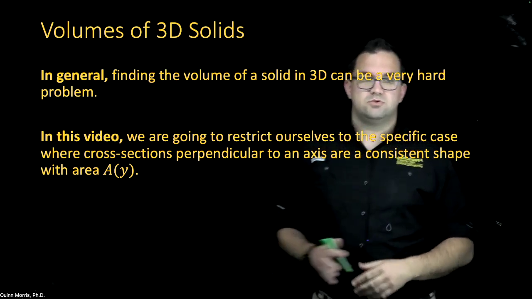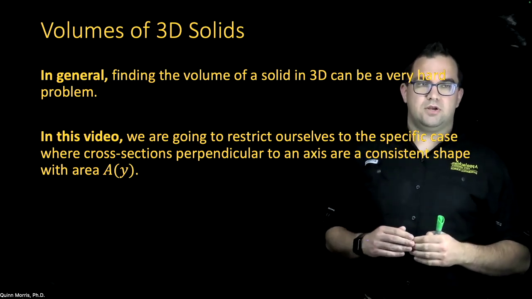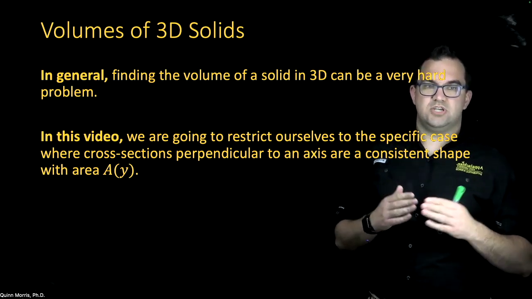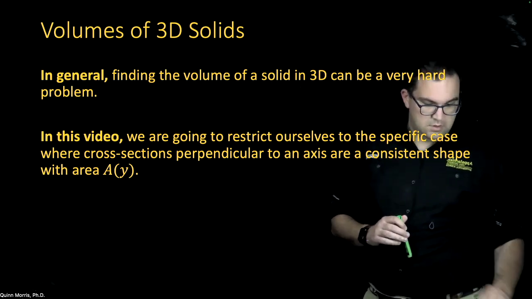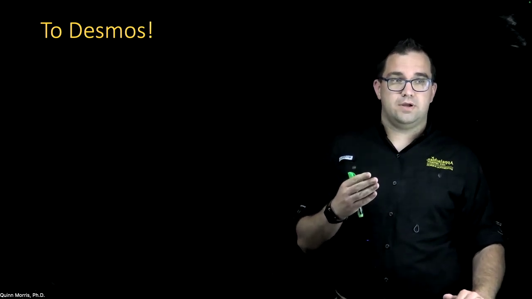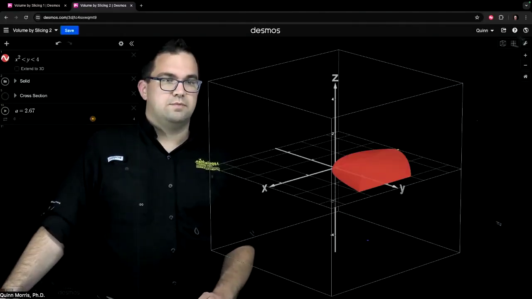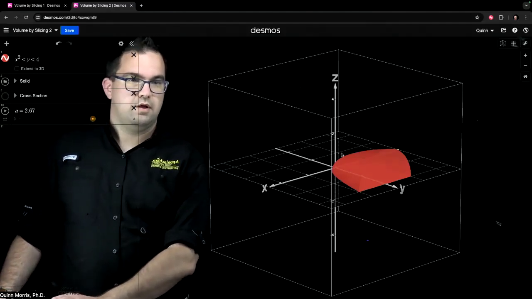These are going to be ones where cross-sections perpendicular or parallel to a particular axis are a consistent shape and have some area that we can easily compute. To get started on this, let's first head over to Desmos to get a little visualization of the kinds of three-dimensional solids we're talking about and to see how we can use integration to help find the volumes of these solids.